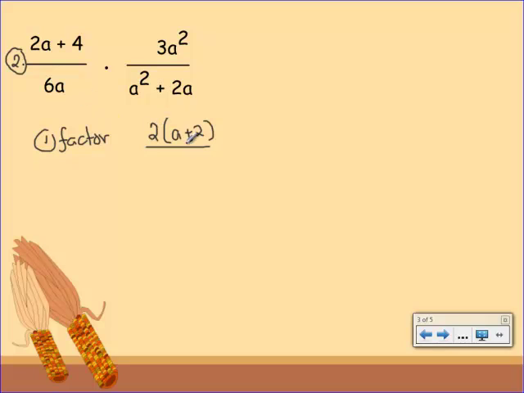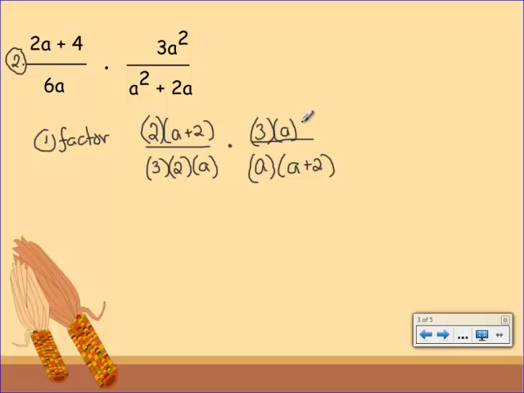Again, I'm going to hold off on the 6a. I want to see what else presents itself in the problem. And I'm going to hold off on the 3a squared. And down here I'm going to pull out an a. And I'm left with the factors of a plus 2. Now I'm seeing here I got a factor monomial of 2 and a factor monomial of a. So this 6a here, I'm going to break down into 3 times 2 times a. And this 3a squared, I'm going to break down into 3 times a times a.